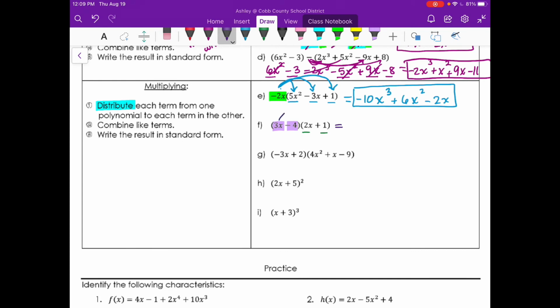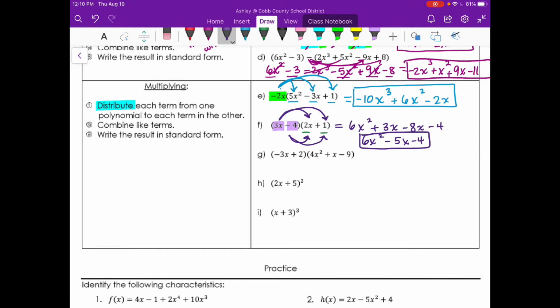So first I'm going to start with the 3x and multiply it to the 2x, and that gives me 6x squared. And then I'm going to multiply that 3x to the 1, positive 3x. So now I've distributed the 3x to both terms. And now I'll do the same with the negative 4. Negative 4 times 2x is negative 8x, and negative 4 times 1 is negative 4. Usually, if you have a standard binomial times a binomial, your 2 middle terms will be like terms, and so we'll combine those to get 6x squared minus 5x minus 4.